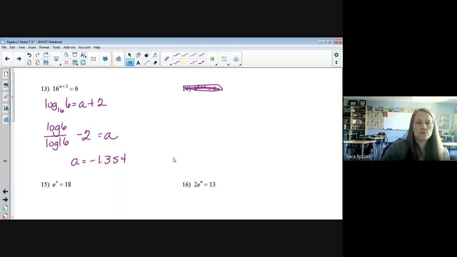Y'all see why we had to subtract 2? To get a by itself? You okay with that? Thumbs up if you're okay with the subtracting 2 at the end. Okay. The one that I erased, you would do the log, and then it would end up being k plus 4, so you'd have to subtract 4.